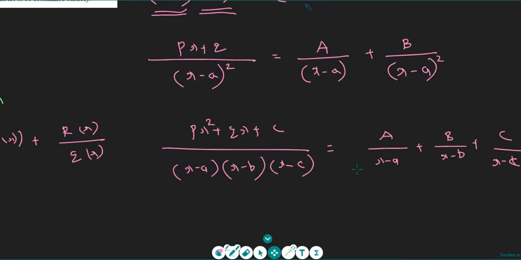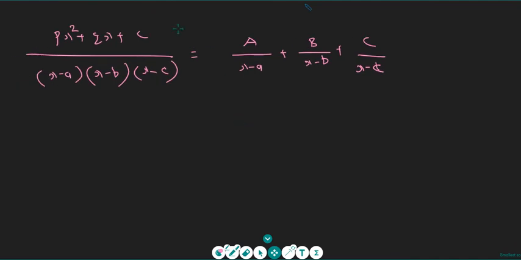We don't have any highest degree. But suppose, maybe you can ask a question, if this is 2, for example, then you will have b divided by x minus b, then capital C divided by x minus b square, and then capital D divided by the last term, x minus c. Understood? Okay, one second. This you understood, right? All are simple linear terms.